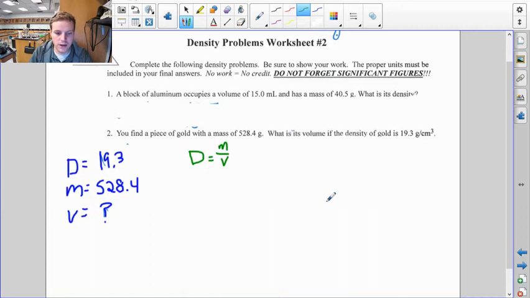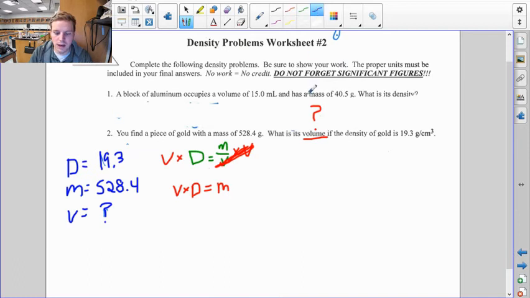And so before I even plug any numbers in here, I want to rearrange this equation to get volume by itself. Since I'm solving for volume, that's what I don't know. I want to get volume by itself in this equation before I even do any math. So how do I do that? Well, we need to start by getting volume out of the denominator. So we need to multiply both sides by volume. So I'll cancel out volume here. So this all cancels out. And you're left with this equation. Volume times density equals mass.